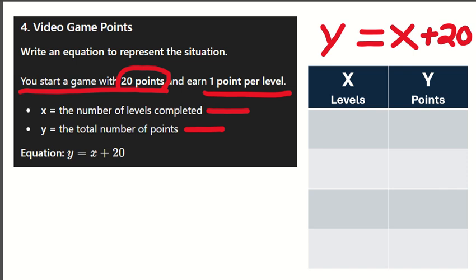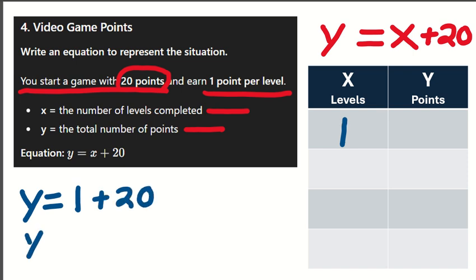So now let's go ahead and plug in some values for x. Let's say we start out at level 1. Well, that means y, the total number of points, is going to equal 1, because you get 1 point per level, plus 20 that you start the game with. So if you're on level 1, boom, you get 21 points, y'all. Oh, my goodness. All you gamers out there are like, no duh.